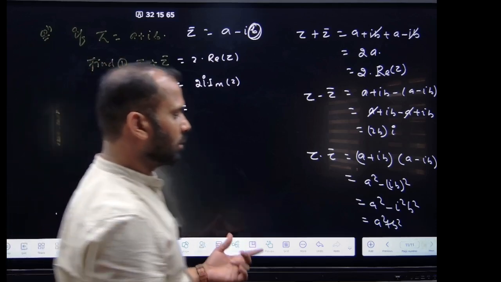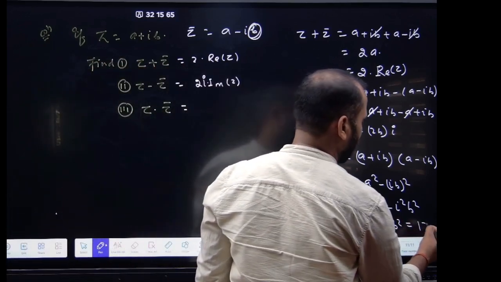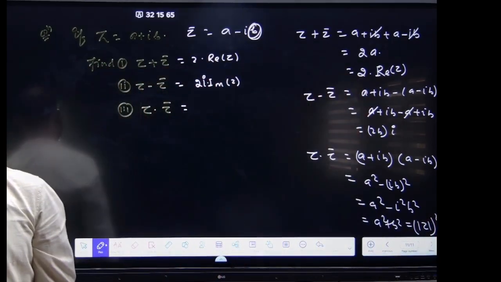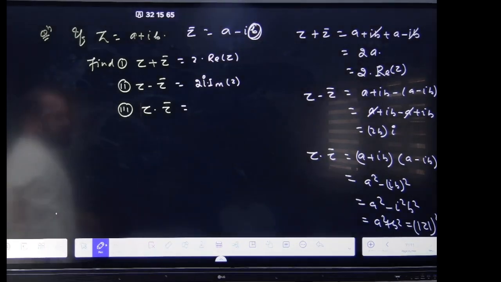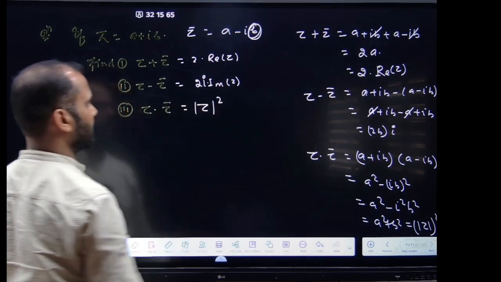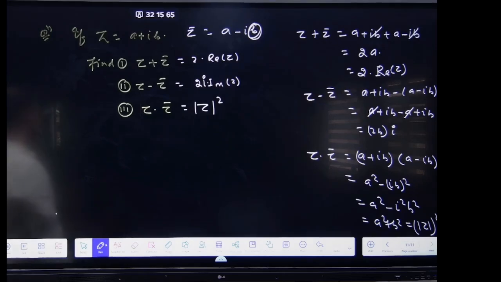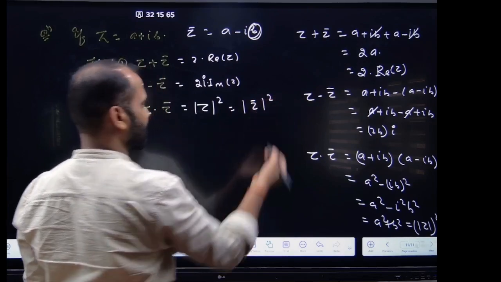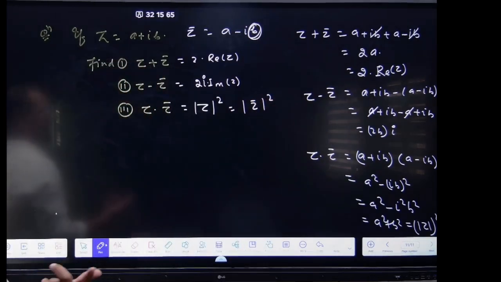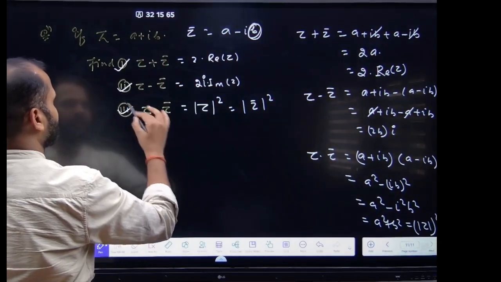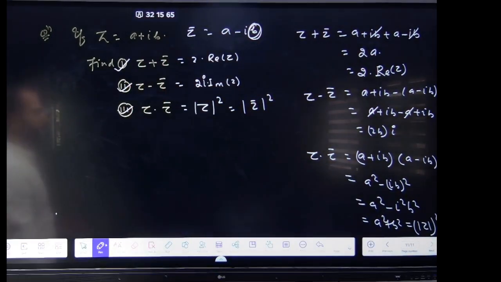This is nothing but mod z the whole square, because mod z is root under a square plus b square, right. So, whenever you have the product z into z bar, this is nothing but mod z the whole square. You can write like this, or I can write mod z bar the whole square, same thing. z bar is a minus iota b, square of that. Is it clear? So, these are very important properties. If these come, immediately you should be able to write that.